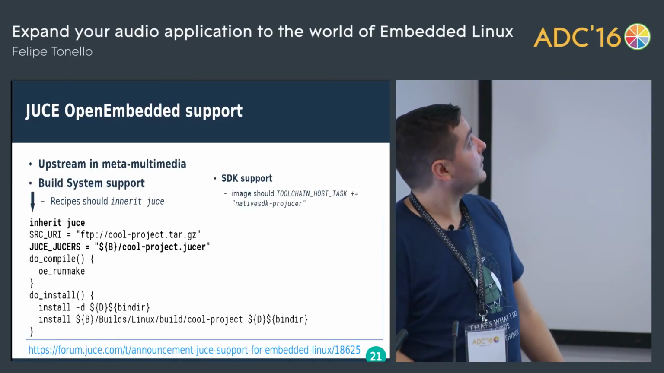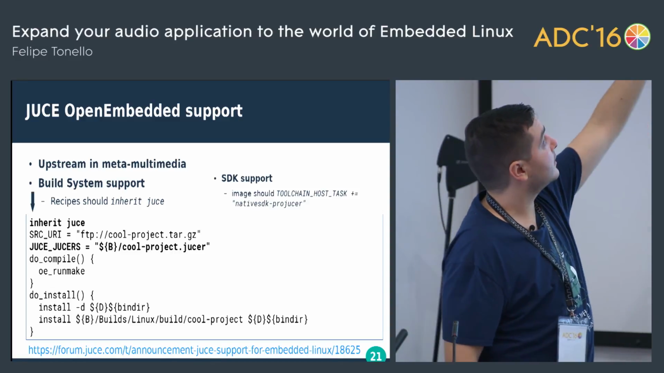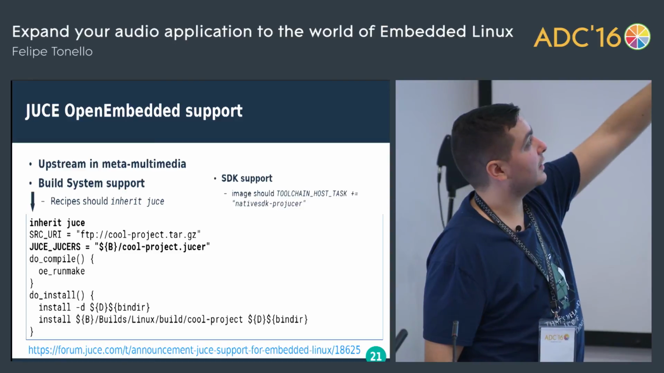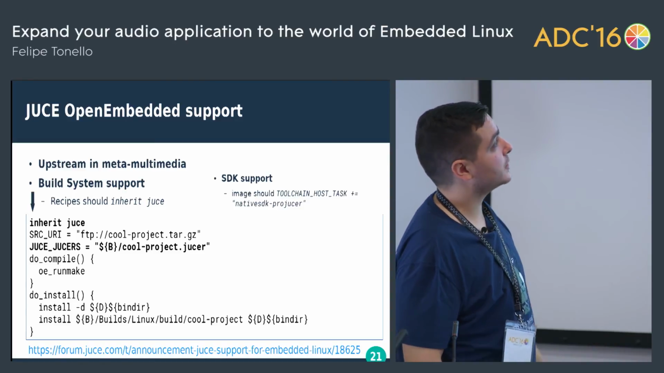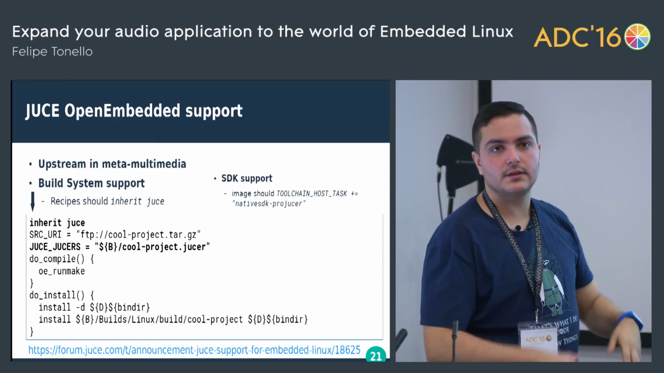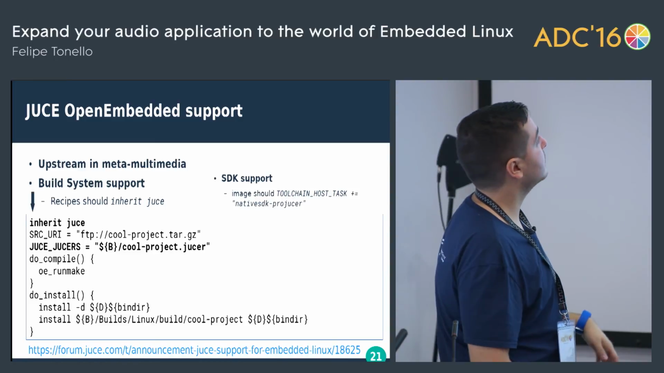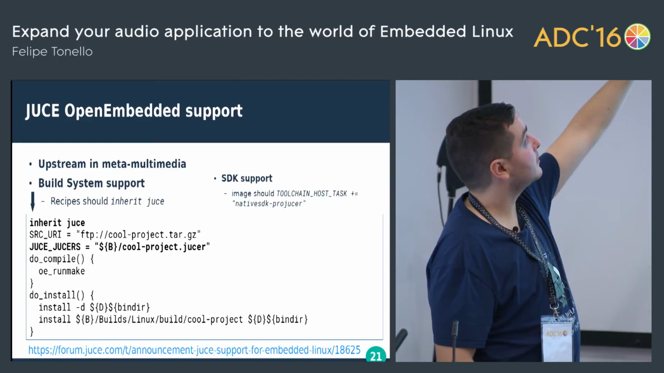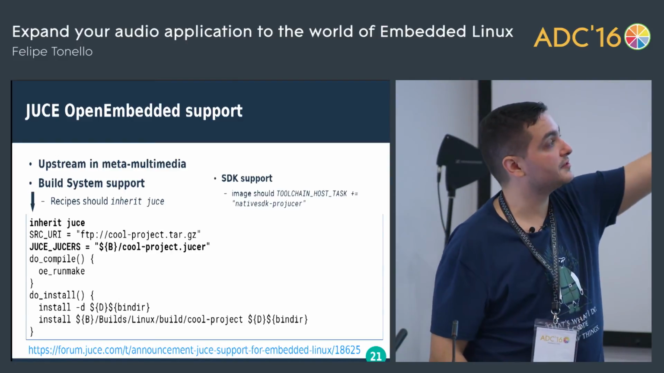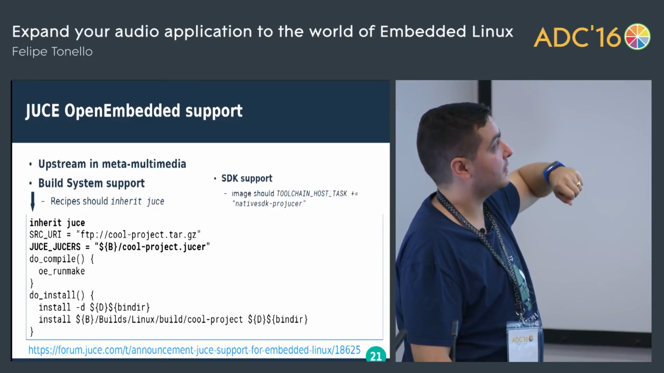And this is a simple recipe, it's really simple, look at this. You do inherit juce, and you tell where my cool project is. The build system takes care of downloading and unpacking and everything. You just need to say, okay, where my .jucer file is located in my source tree.